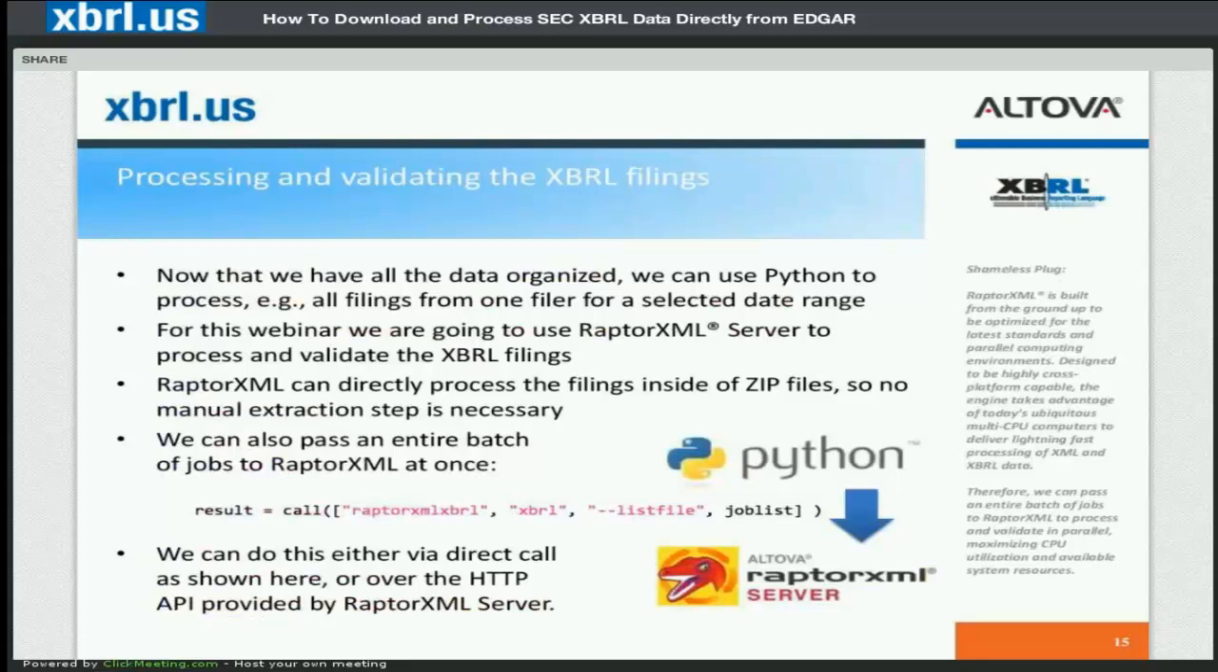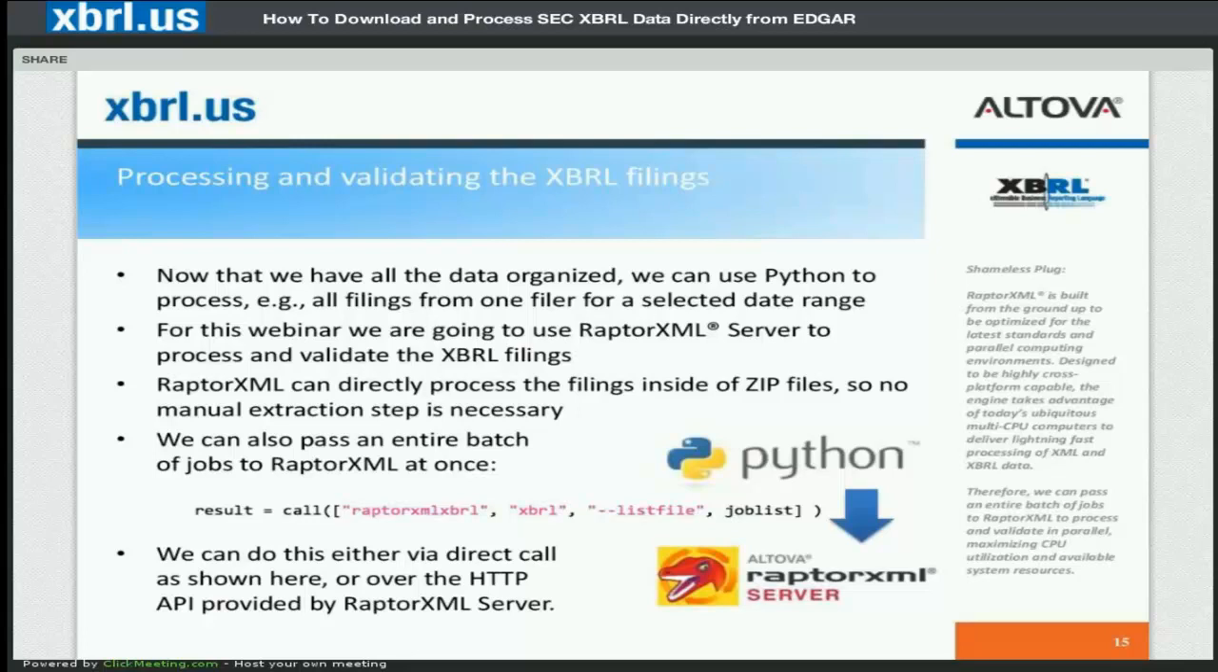Obviously, since our own XBRL processor, Raptor XML, is very much suited for this kind of work, we're going to use that for the purpose of this webinar. One of the benefits here is that Raptor XML can directly process the XBRL filings, even when they're stored inside a zip file. So there's no need to unzip them first. Raptor can simply update them directly inside the zip file. So we save ourselves any manual extract step there.